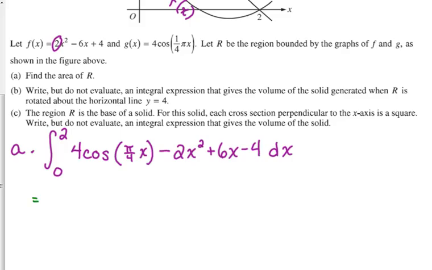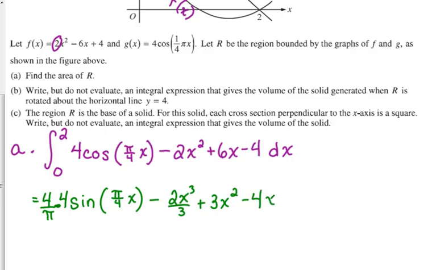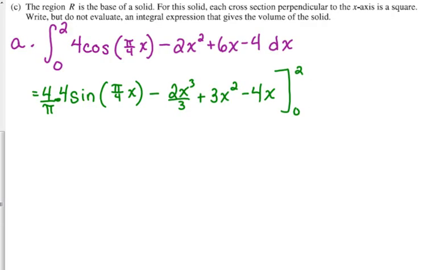Now, this is a very easily integrable function. Okay? What is the antiderivative of cosine? Sine. Now, hang on, there's going to be something in front of it. Remember, when there's something inside the function, when we integrate, we multiply by the reciprocal. So the reciprocal of pi over 4 is 4 over pi. Let's see here, minus 2x cubed over 3 plus 3x squared minus 4x. That's just power rule.